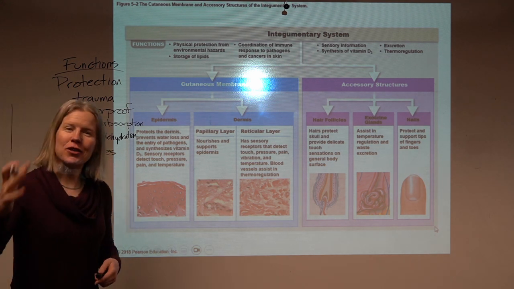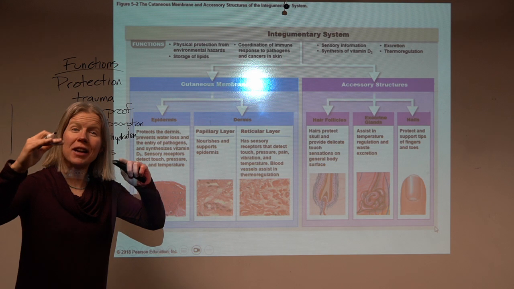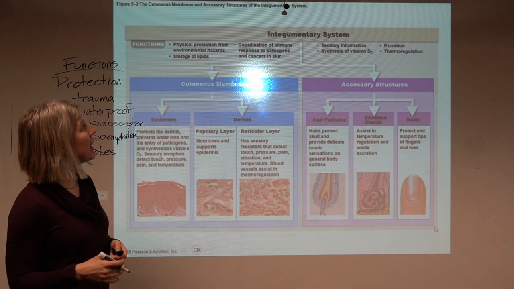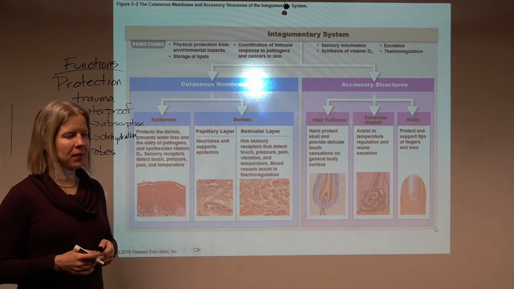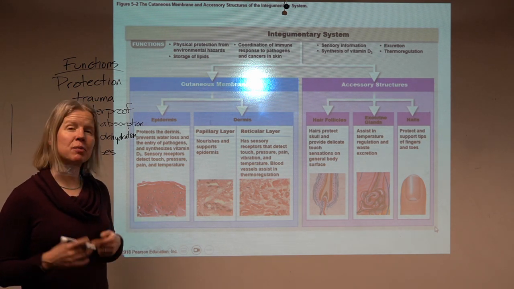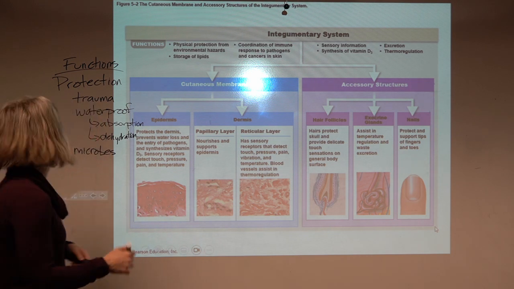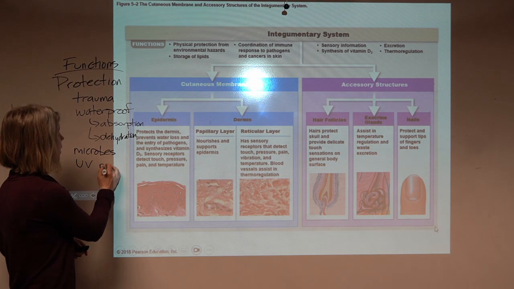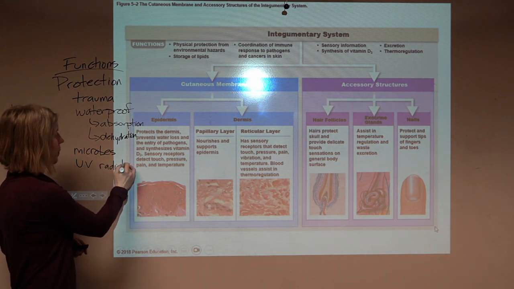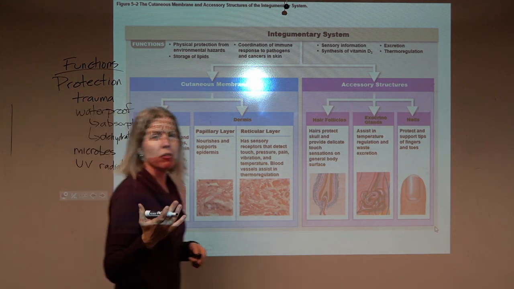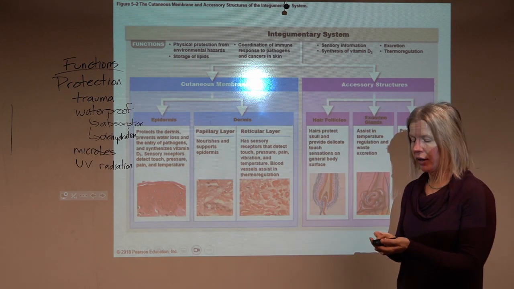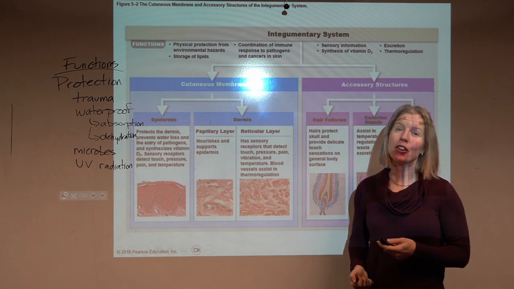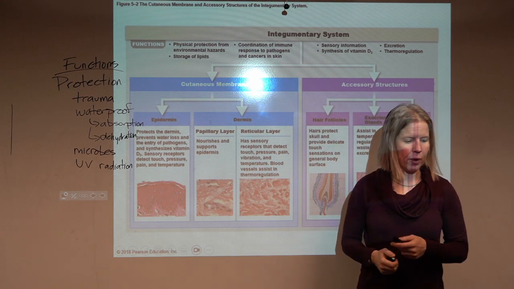right? Think about that stratified squamous epithelium. You have so many layers of cells, it's really difficult for microbes to get in. And when they do, you actually have specialized systems to get rid of them. We'll talk about that. And the skin also serves as a protection against UV radiation, right? We've probably mostly heard that UV radiation can cause skin cancer, but the skin has layers that are actually trying to protect you from that as well.